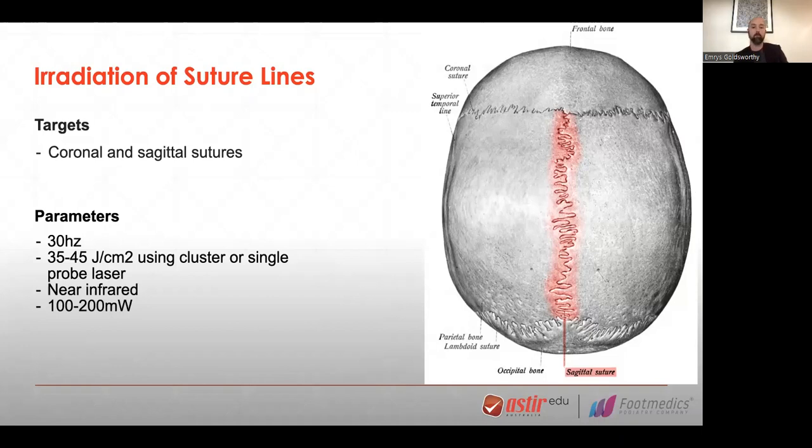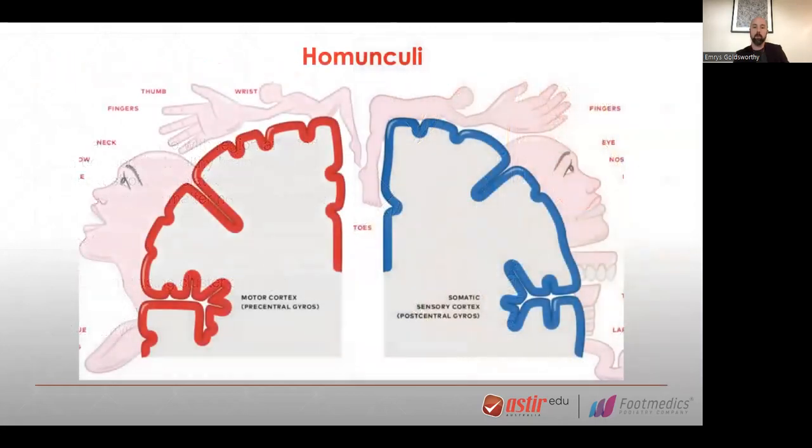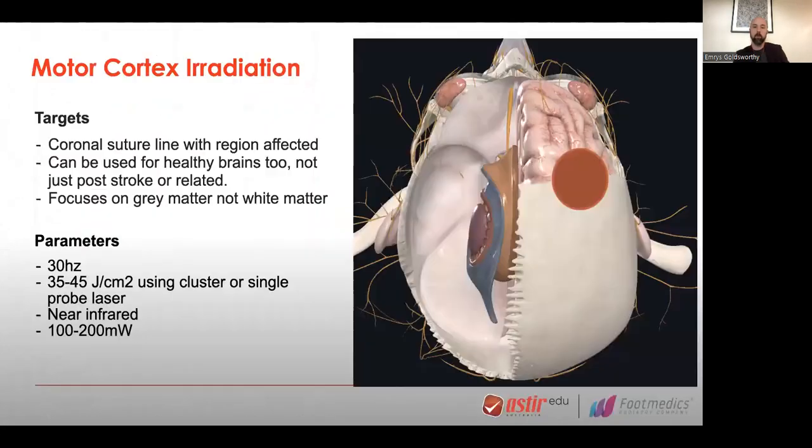I do both. So 30 Hertz, this is an example of what you might do for someone with a rehabilitation protocol, someone who's trying to improve their motor function. You're going to apply it to the coronal suture, because the coronal suture is where our motor cortex is. Our motor cortex is just sitting here at the front of the brain along that suture line. Okay, so if we want to affect motor function, we need to go there.